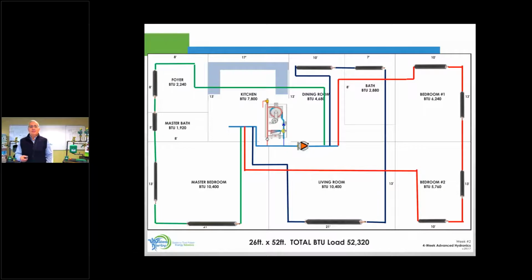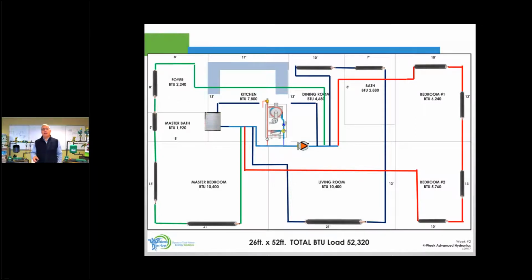And I color coded the zones so everybody can see what we're talking about. So the red zone is the 2 bedrooms, bedroom 1, bedroom 2. Blue zone is your dining, your bath, and your living room. Green zone is the foyer, master bath, master bed. And then the kitchen, since it's a challenge, that is the black zone. And we have to get something in there. And I picked a panel radiator.